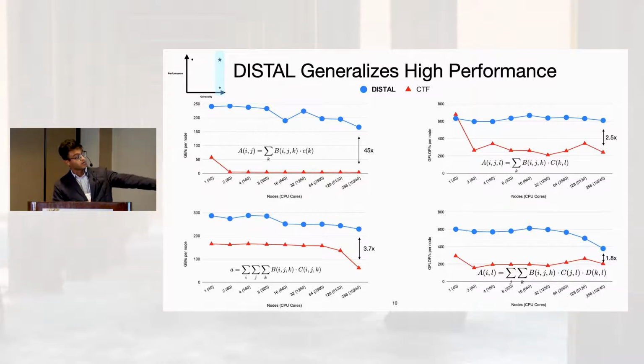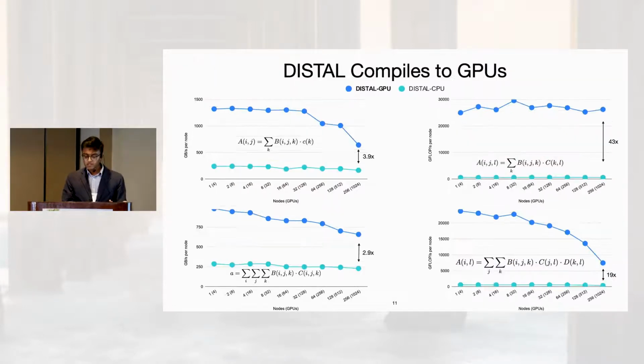Or for the bottom kernel, the MTTKRP kernel below, we can implement an algorithm that has been published and bounds have been proved on, rather than a generic algorithm as before. And so this approach is going to give us between 1.8 to 3.7x speedups and even a 45x speedup in an outlier.